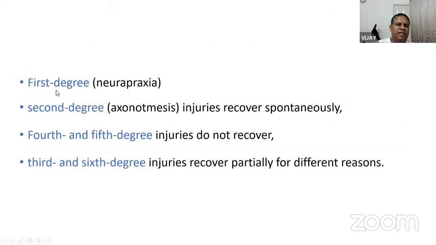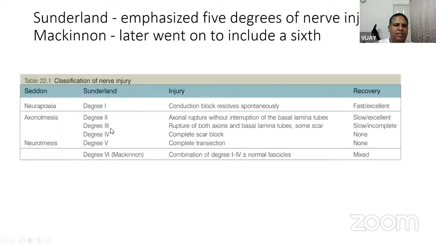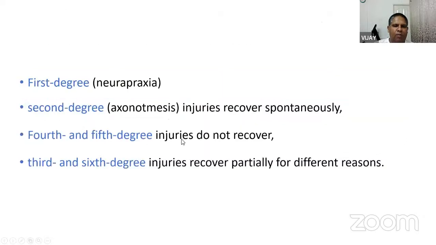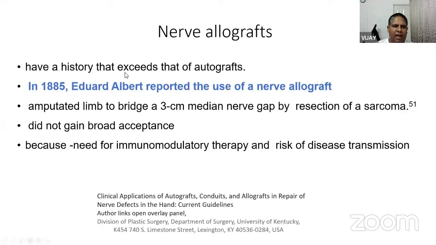So here, first degree is neurapraxia, second degree is axonotmesis; these injuries recover spontaneously. Fourth and fifth degree injuries never recover. Whereas in the third and the sixth degrees, there is a scar block and it partially recovers for various reasons. This is the first nerve allograft transfer done.